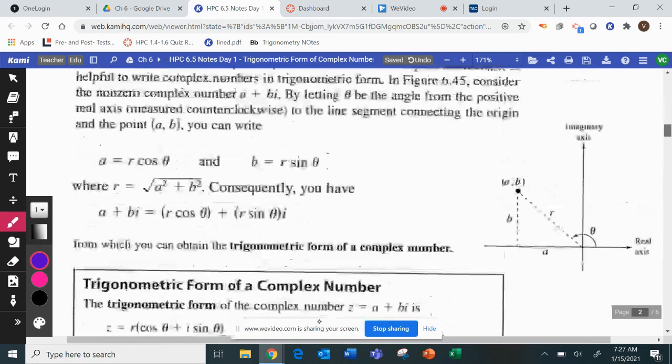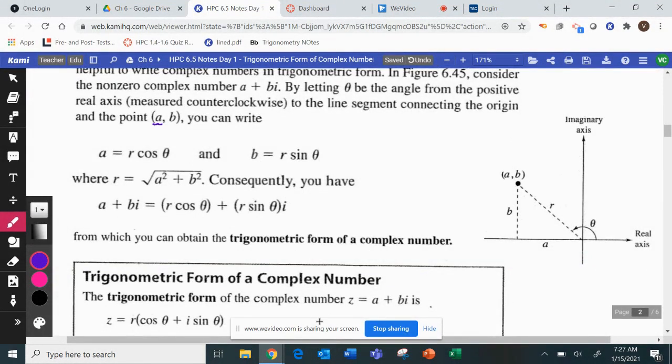Okay, so the a value we can write as r cosine theta, and the b value we write as r sine theta. r is the absolute value, so r equals the square root of a squared plus b squared. And because of that, this is how we would write the trigonometric form. We've got our a plus bi, so our a value is r cosine theta, and our bi would be r sine theta times i.